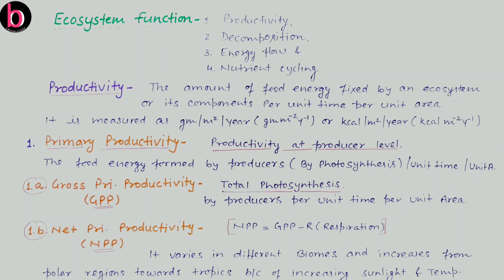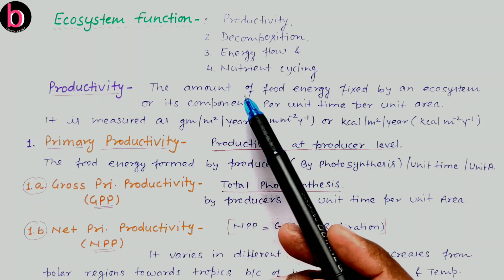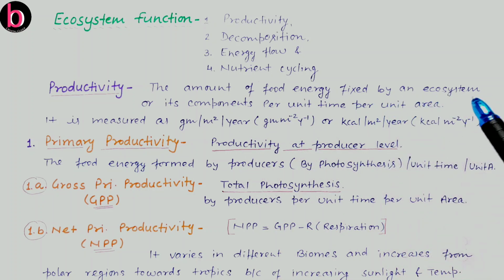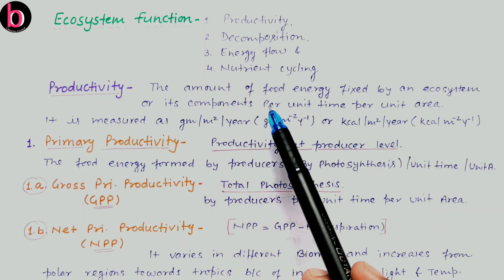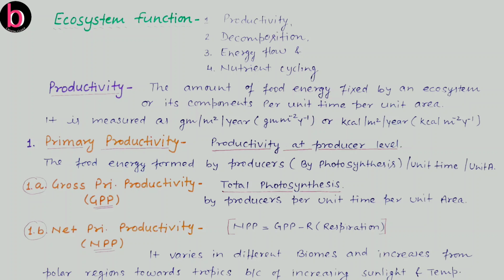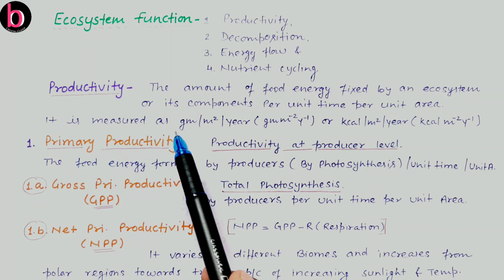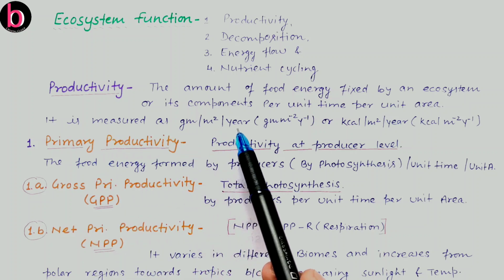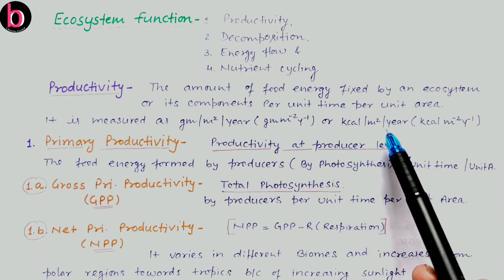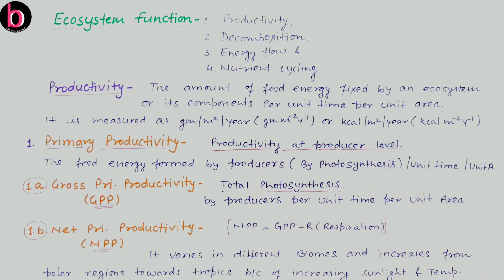So what is productivity? This is about the amount of food energy which is fixed by an ecosystem or its component per unit time per unit area. Productivity is usually measured as gram per meter square per year or kilocalorie per meter square per year. There are two types of productivity: primary productivity and secondary productivity.